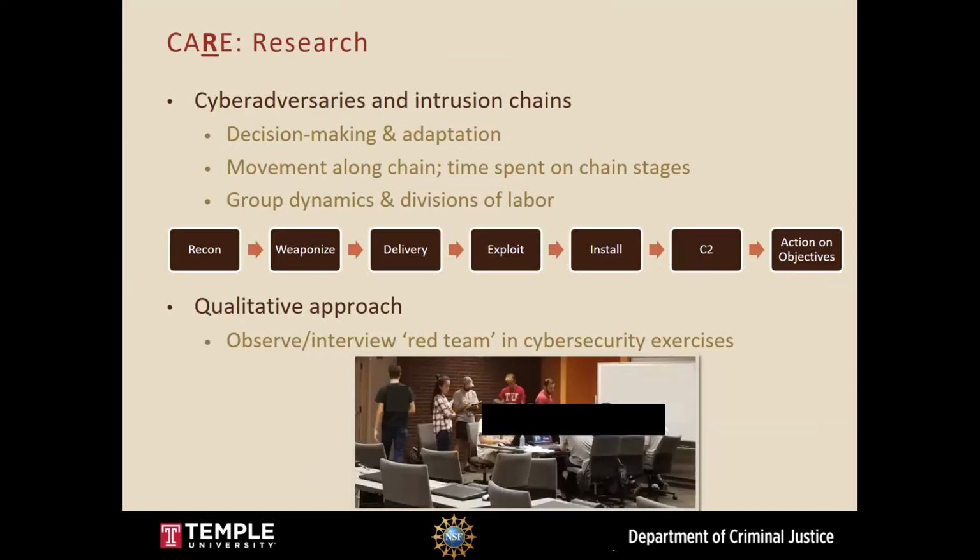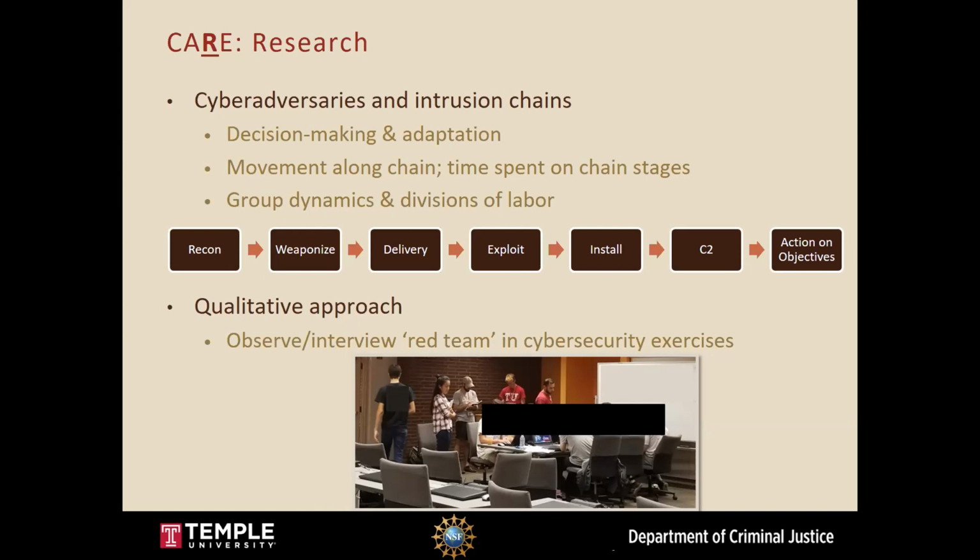So as I mentioned, one of the things that we look at is adversarial movement and decision-making once cyber attacks unfold. I'm sure many of you are already familiar with the intrusion chain, and depending on which domain you're coming from, the description of that is going to be slightly different.